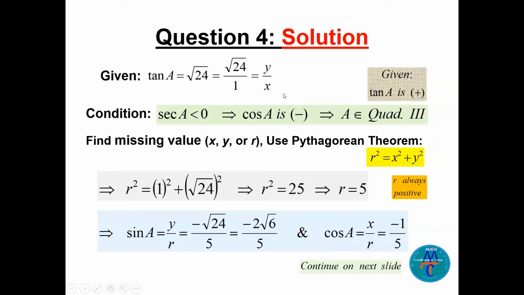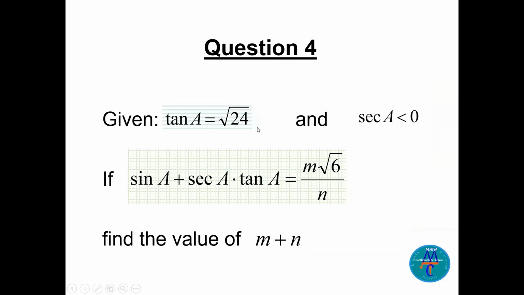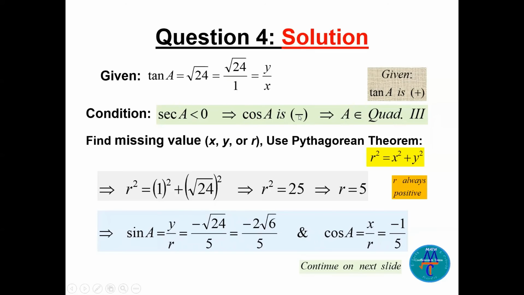Now, given tan of a is square root of 24, we can write it as square root of 24 over 1, which is y over x. Given tan of a is positive, we can see that. And also there is a condition. You can see the condition here, secant of a is less than 0, which means the cosine of a is negative. So a will be in quadrant 3.